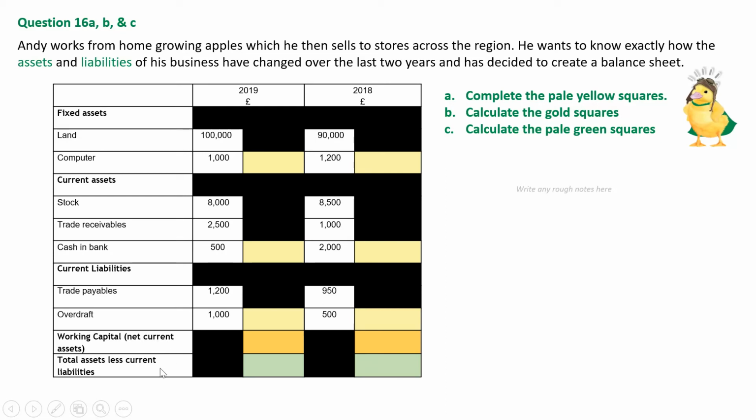And the C, calculate the pale green squares. You've just been covering total assets. The formula is total fixed assets plus total current assets. So on the green squares, you've just got to add them up.